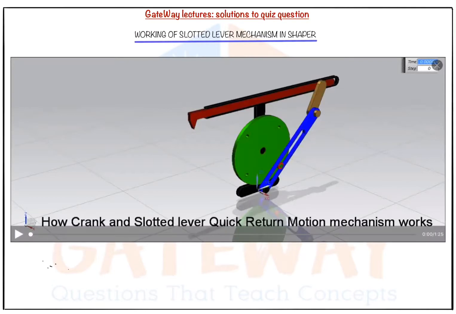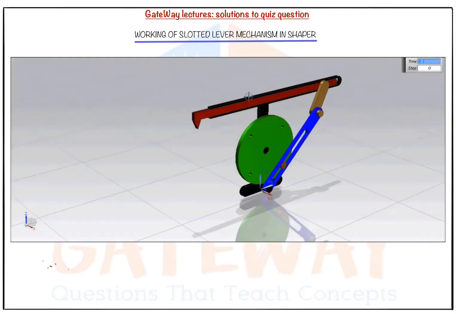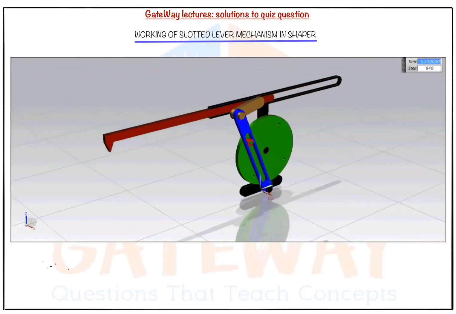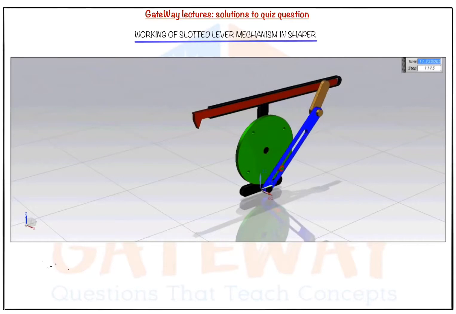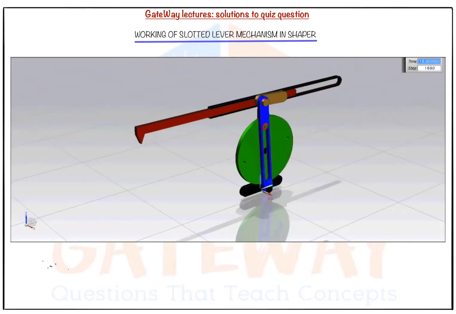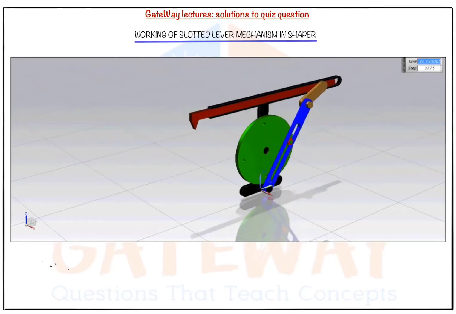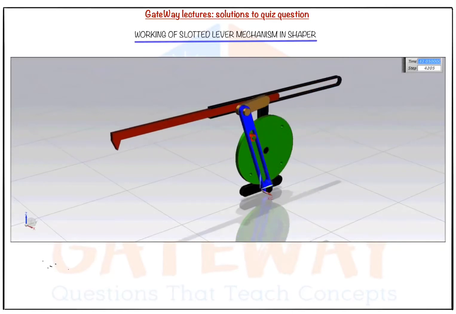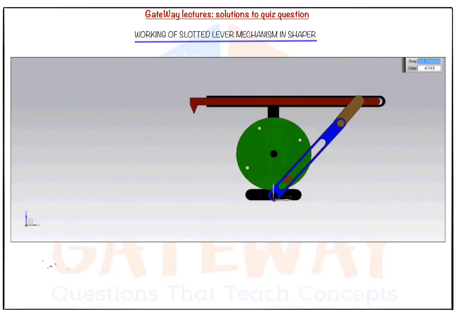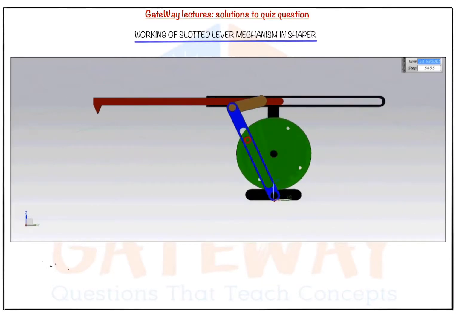And here will be the working of the crank and slotted lever quick return motion mechanism. You can just observe the working. The same will be presented in the concept series also. Whatever part is sliding is our ram of the shaper, to which our workpiece will be held. In shaper, the workpiece is given the reciprocating motion, and the blue one is the slotted lever, and the green circle is the crank, and the crank pin will be sliding inside the slotted lever.